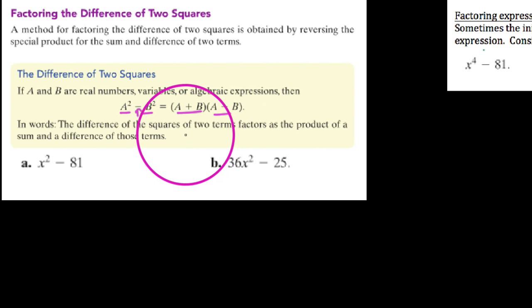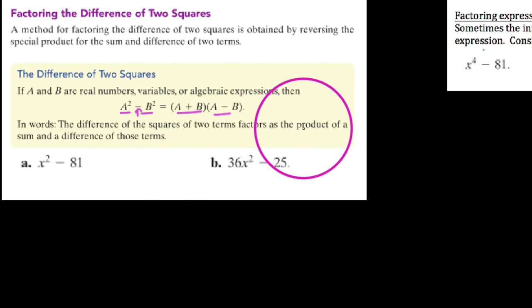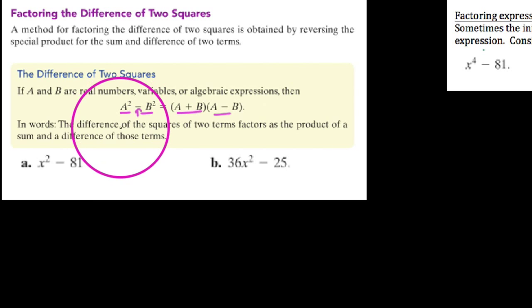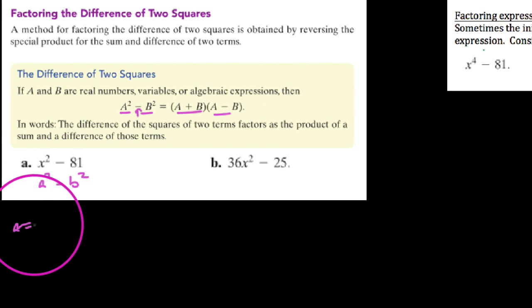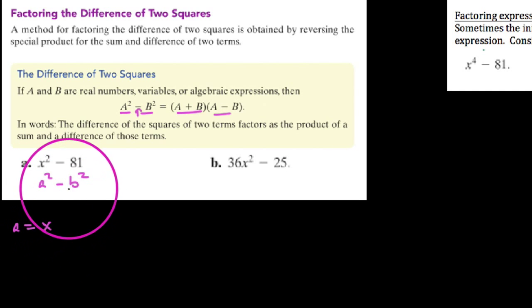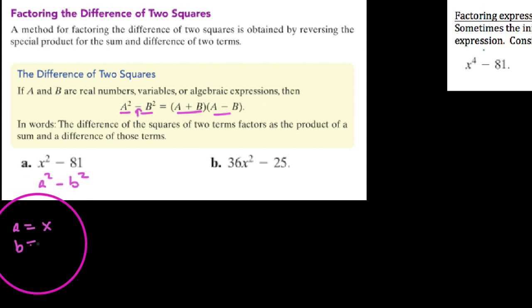The difference of the squares of two terms factors as the product of a sum and difference of those two terms. So these are really quick factoring patterns. As a matter of fact, we say x squared minus 81 here. We could say that this is like our a squared minus b squared. So if a squared is x squared, what would be the value of a? Well, it's the square root of x squared, it's x. If b squared equals 81, then what is b on its own? Well, b would be 9.